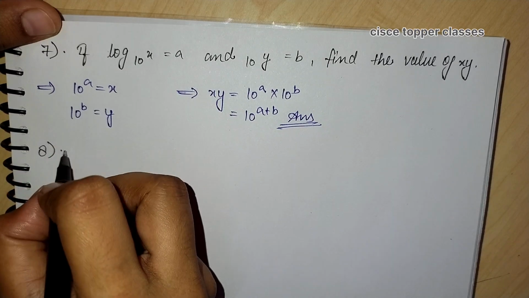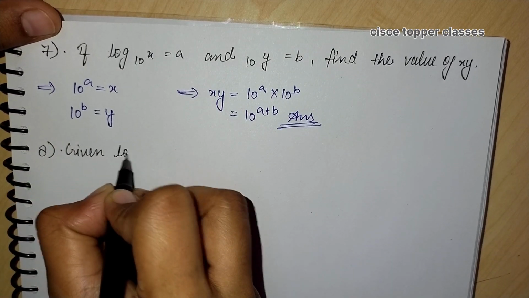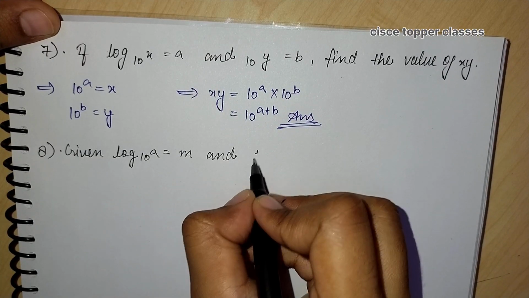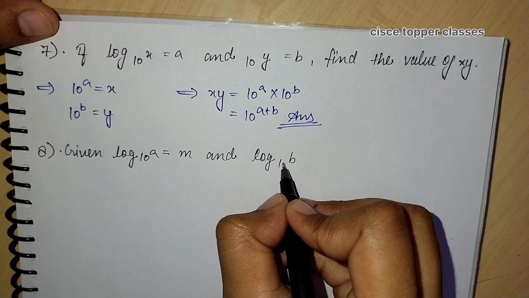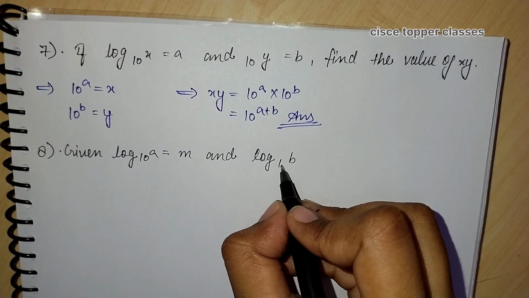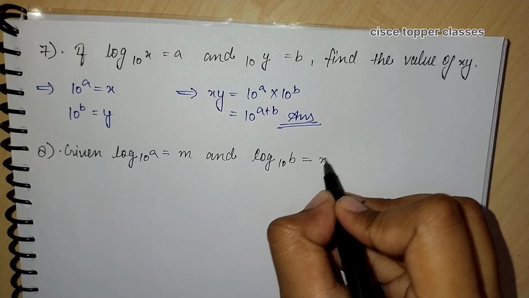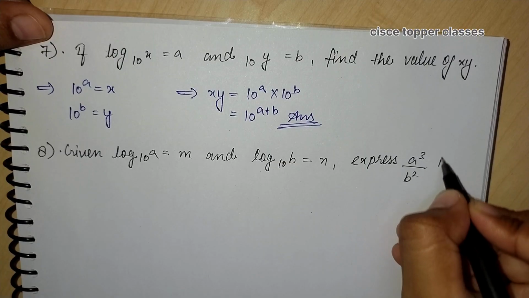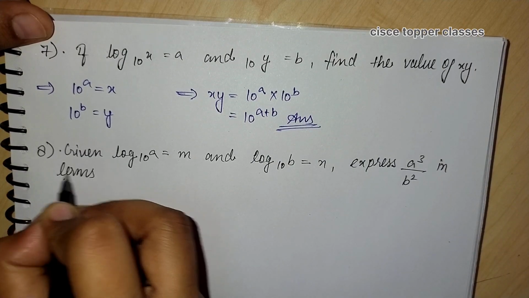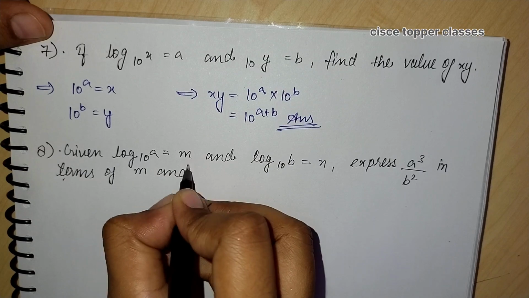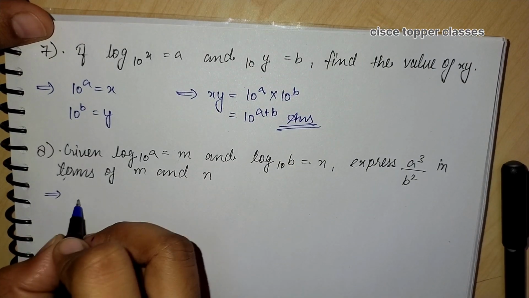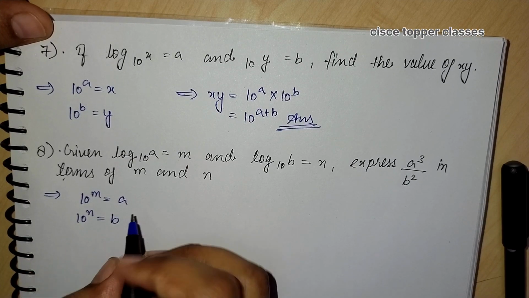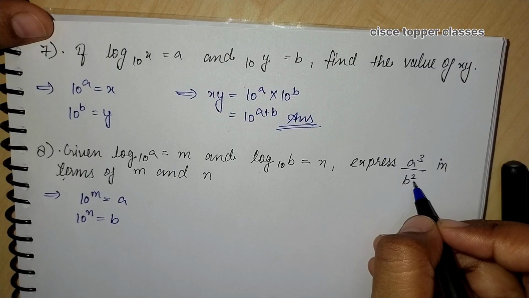Now in the eighth part, the information is given in logarithmic form: log of a with base 10 is equal to m and log of b with base 10 is equal to n. We have to express a cube divided by b square in terms of m and n. So simply we can write firstly 10 to the power m equal to a, 10 to the power n equal to b. We have to express in a cube divided by b square form.